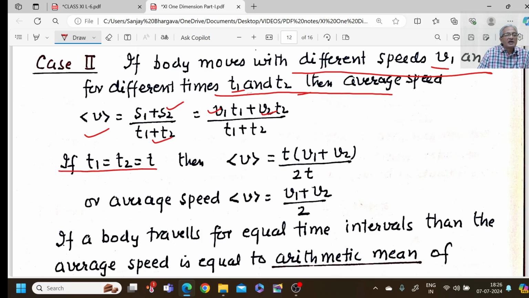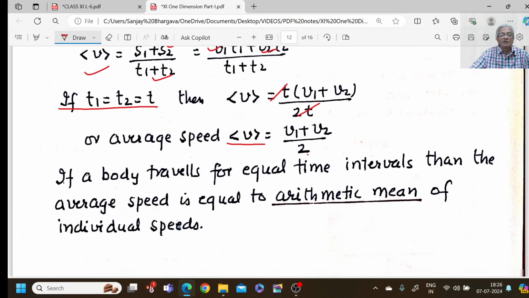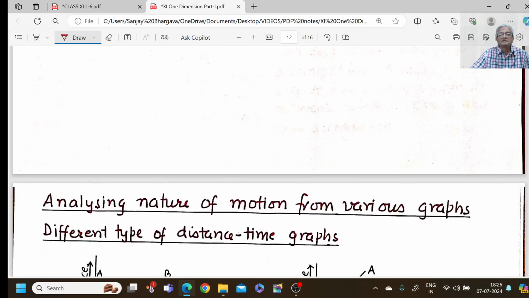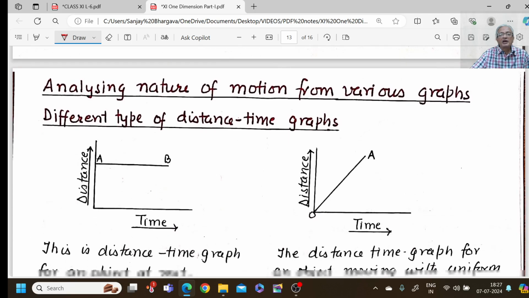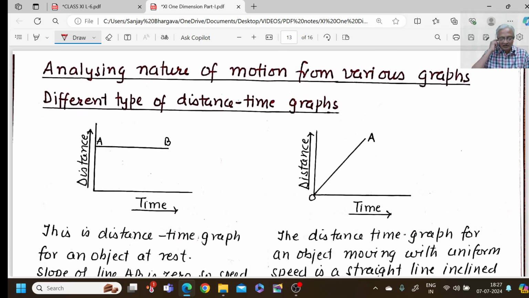So total distance upon total time. Here the distance intervals were equal before, here the time intervals are equal. Then average velocity would be given by T into V1 plus V2 upon 2T. Time cancels here, so average speed would be given by V1 plus V2 upon 2. So if the time intervals are equal, then the average speed would be equal to the arithmetic mean of the individual speeds.